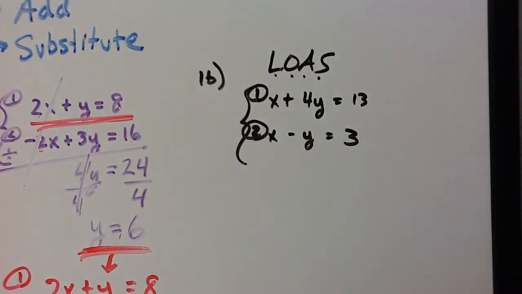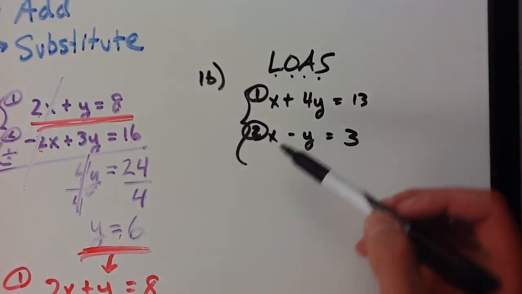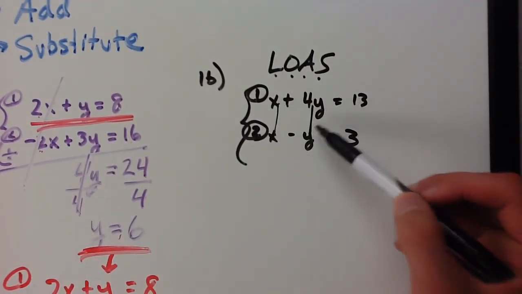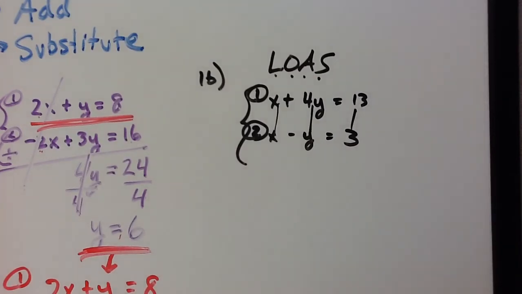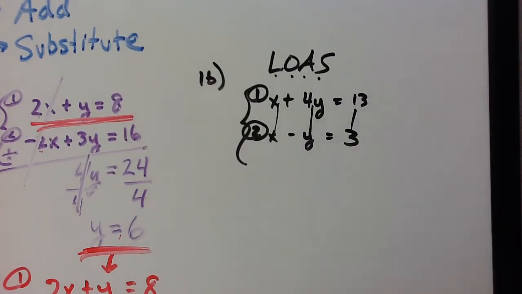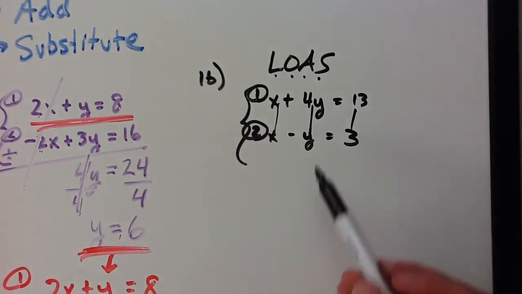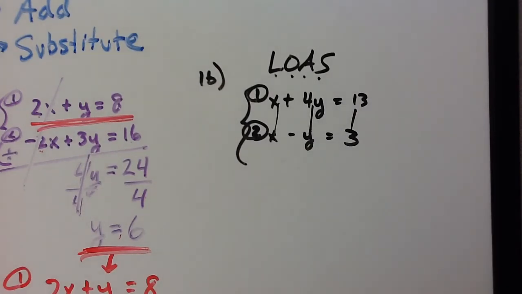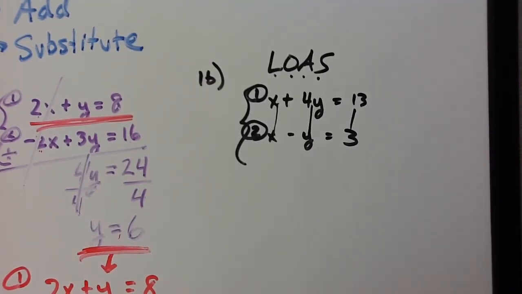So for L, are my equations lined up? Are they stacked? Well, my x's are, my y's are, my constants are. They are stacked. So this system is already lined up. So go to O. Do I have opposite terms? Are x and x opposite terms? Nope. If I add x and x together, I'm going to get 2x. What about 4y and negative y? Are those opposite terms? No. So I don't have opposite terms.